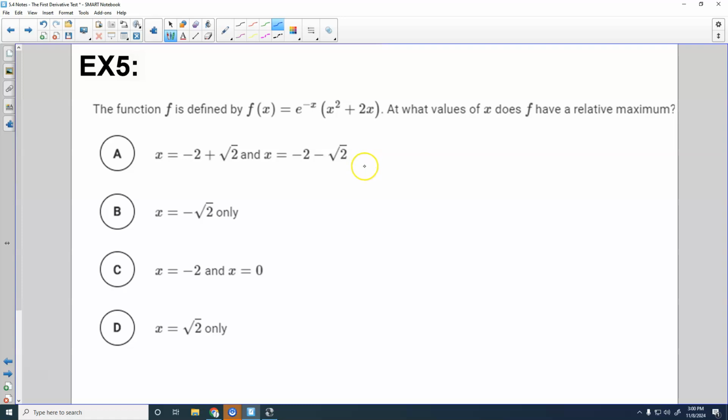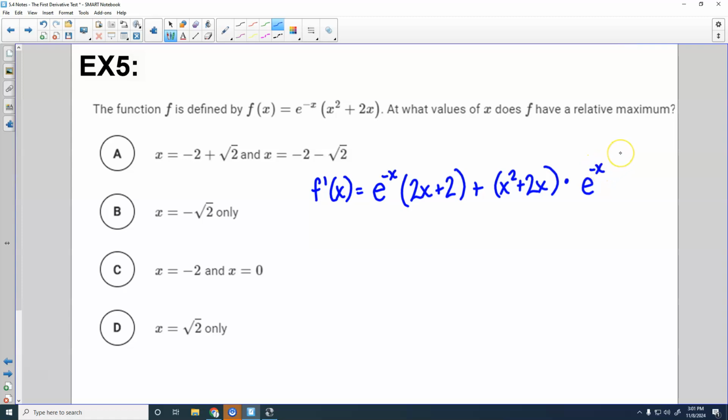Product rule. So f prime of x is going to be e to the negative x, and then we must multiply by the derivative of x squared plus 2x. So that will be 2x plus 2. And then we will have x squared plus 2x times the derivative of e to the negative x. The derivative of an e to something is e to that something, but for this one you have to use a chain rule, and you have to multiply by the derivative of the negative x. What's that going to be? Negative 1. So you'll have a negative 1 there.